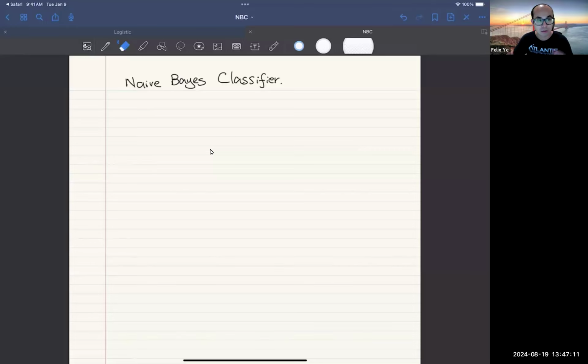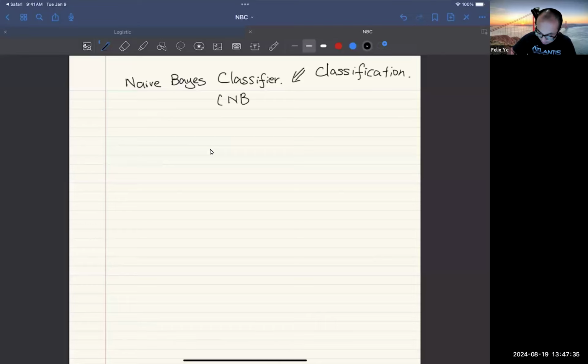Okay, so in today's lecture, we are going to continue our classification module. So today we're going to talk about a new model called naive Bayes classifier. As you can see, this is a classifier, which means we are working with a classification problem. This is short for NBC, naive Bayes classifier.